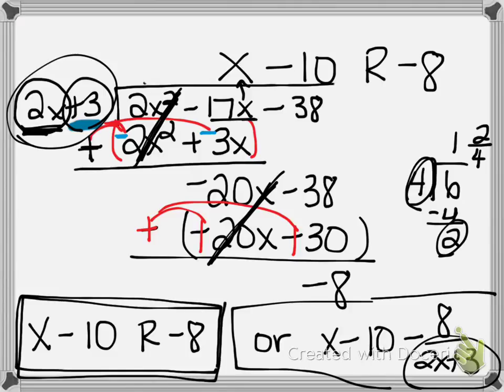So I'm going to just stick to the x minus 10 remainder negative 8, mainly because the ACT will ask what's the remainder of this? So that way you know. Okay? Let's look at another one.